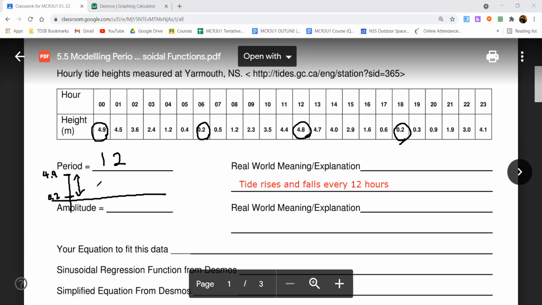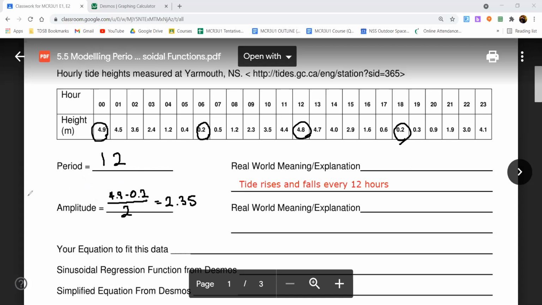What's my max range? What is the space between that? 4.7. Yeah, it's 4.9, it's a max minus the min, right? The amplitude tells me the distance between a max and the midline and the min and the midline. And so to find the amplitude, it makes sense to take these two numbers and create an equation. It's 4.9 minus 0.2, and you divide by 2. So the amplitude would be 2.35.